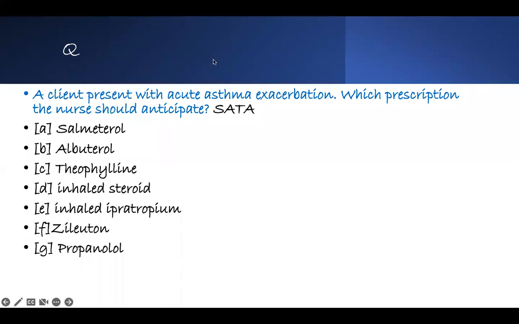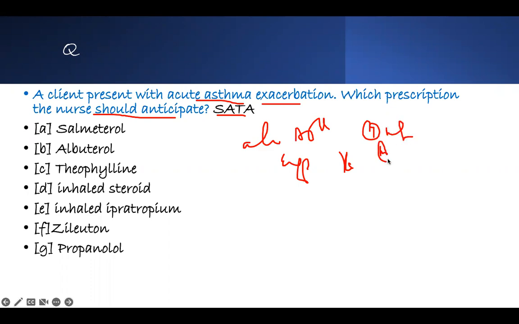So the same thing, SATA question. A client presents with acute asthma exacerbation. Which prescription should the nurse expect? So acute asthma exacerbation. So that means the patient is wheezing. One, I got to take care of inflammation. I got to take care of the bronchospasm and give them some oxygen. That's all. So inflammation, bronchospasm, and oxygen. Salmeterol, yeah, it's a bronchodilator. It helps with the bronchoconstriction, but it's long term. It's no use for an acute one.